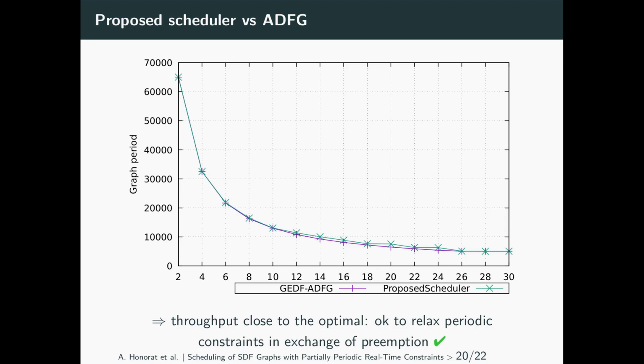Our conclusion is that when the real-time constraints are on the graph itself, or only on one actor, there is almost no performance loss with non-preemptive scheduling. Indeed, in the case of ADFG, the performance comes from the pipelining of the application, which corresponds to adding initial data in the buffers. To be fair, we use in our scheduler the same amount of initial data as computed by ADFG.